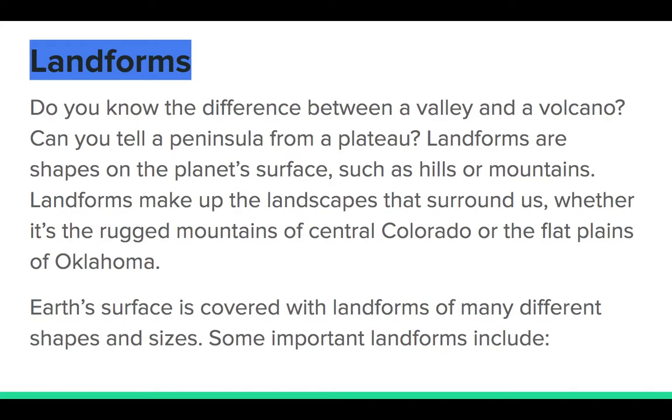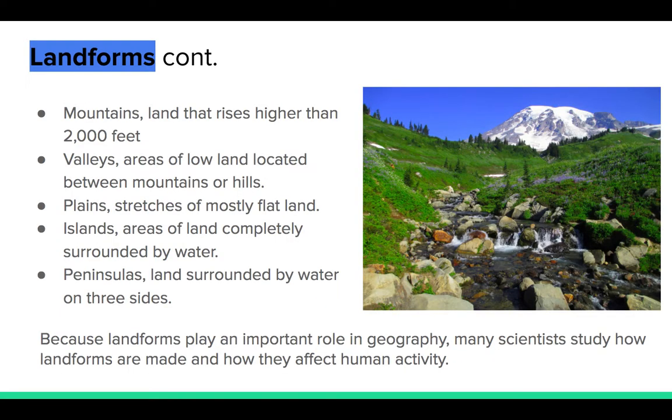Landforms make up the landscapes that surround us, whether it's the rugged mountains of central Colorado or the flat plains of Oklahoma. Earth's surface is covered with landforms of many different shapes and sizes. Some important landforms include mountains, land that rises higher than 2,000 feet; valleys, areas of lowland located between mountains or hills; plains, stretches of mostly flat land; islands, areas of land completely surrounded by water; peninsulas, land surrounded by water on three sides.